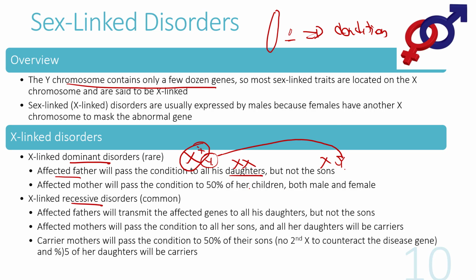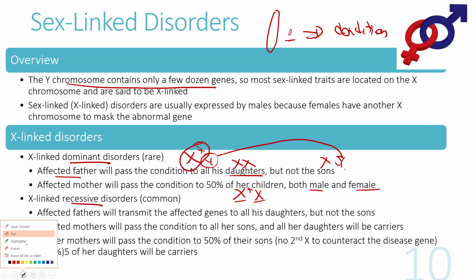An affected mother would pass the condition to 50% of her children, because both the daughters and sons have a 50-50% chance of inheriting either one of the X chromosomes from the mom, right? One of the two X chromosomes is affected, the other one is normal. So there's a 50% chance of her passing it to both her daughters and her sons.